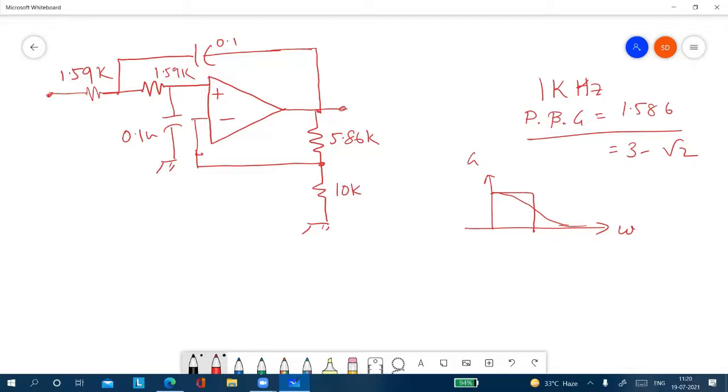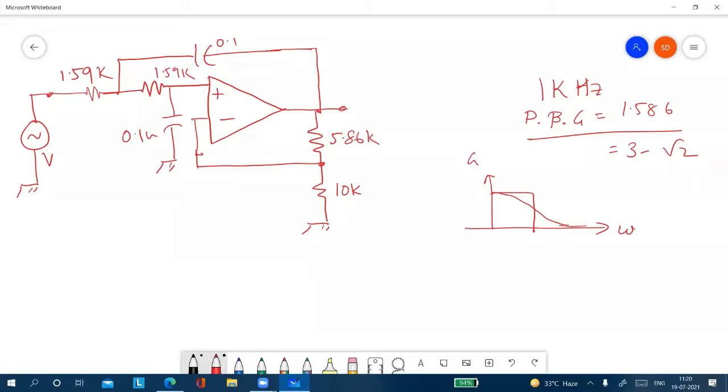Okay, now analyze. We know the supply will be AC, because a low pass filter allows low frequency to pass through the filter and blocks high frequency, whereas a high pass filter blocks the low frequency and passes the high frequency. So let us apply an AC signal here.